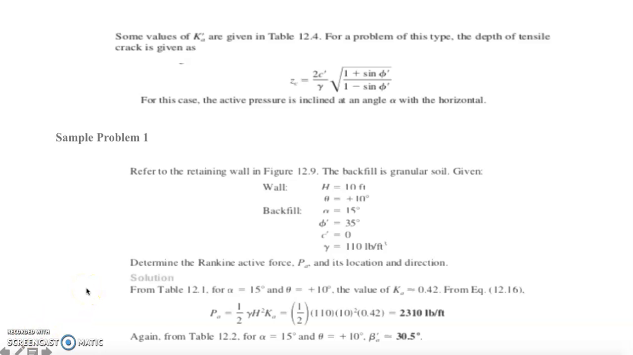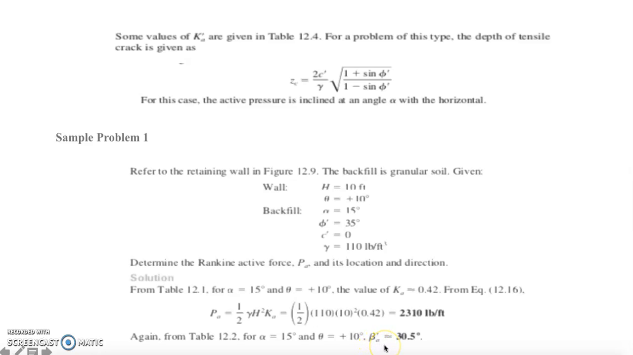Okay, let's continue. Sample number 1. So again, from table 12.2, we're given alpha, which is 15 degrees, and theta is 10 degrees. So we can get the value of beta prime A.